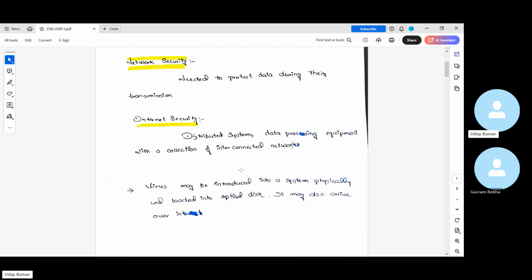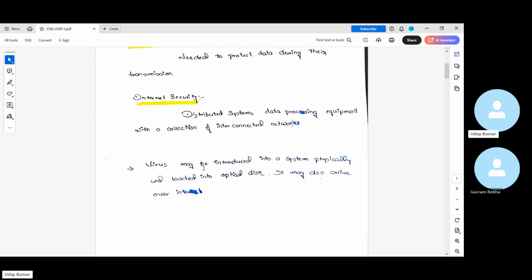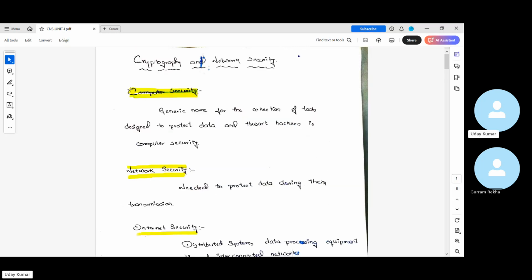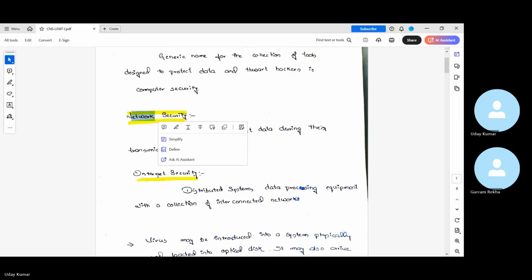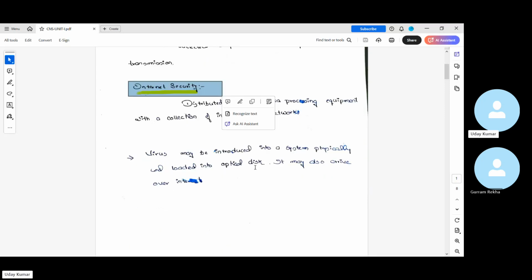So the final conclusion that we have made is that a virus may be introduced into a system physically and loaded from an optical disk, and it may also arrive over the internet. So a virus may be introduced over a computer, students, and slowly get onto a network and slowly onto internet security. That's what we have concluded here.